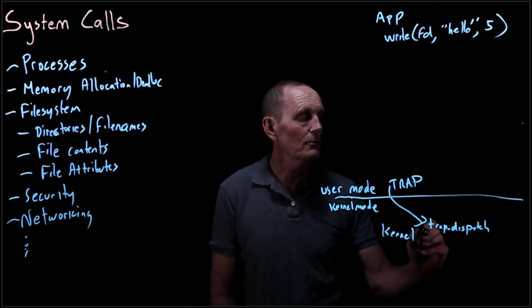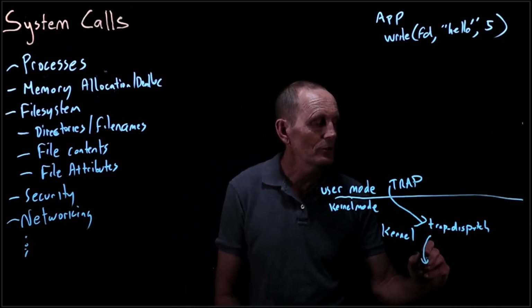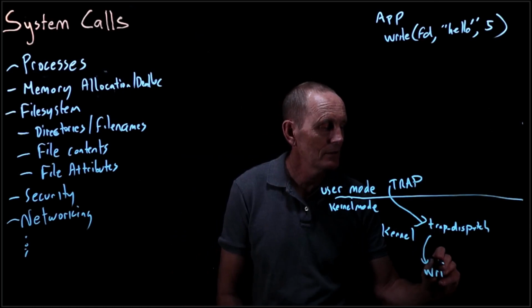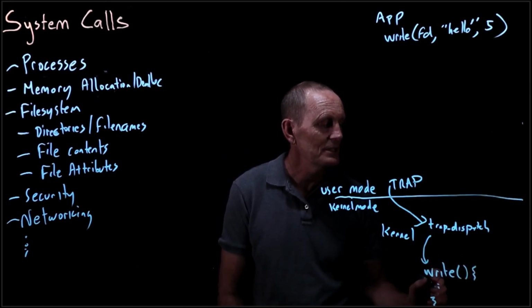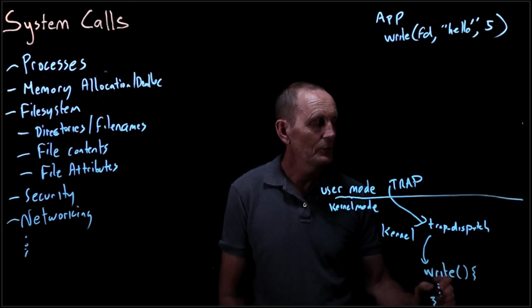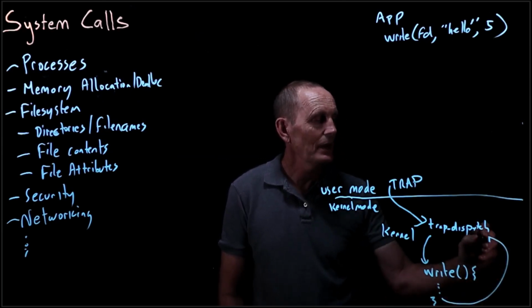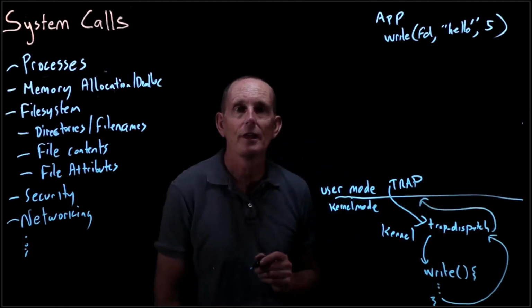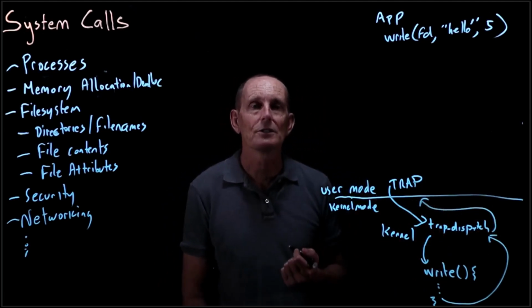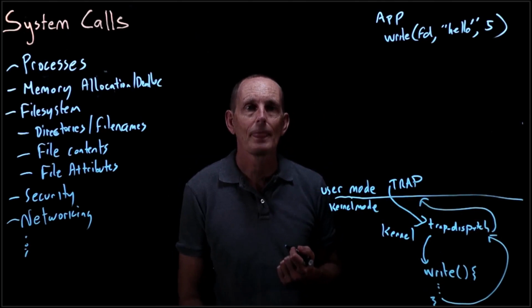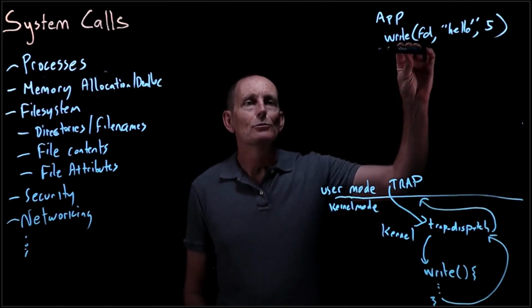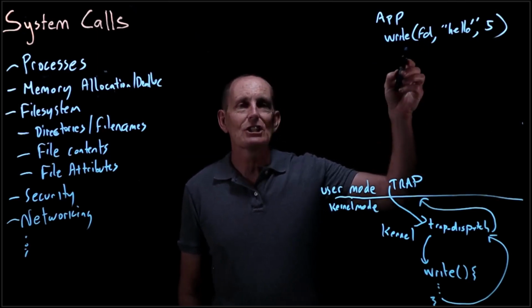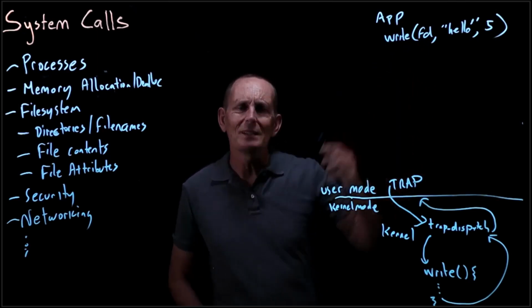So in this case, if we're doing a write, it's going to go to the write implementation in the kernel. And when that's complete, it's going to come back to the trap dispatcher, which will then return back to the instruction that caused us to go into the kernel, which was the trap instruction. That would be all well and good if the write code here actually generated a trap instruction. But the fact is it doesn't.